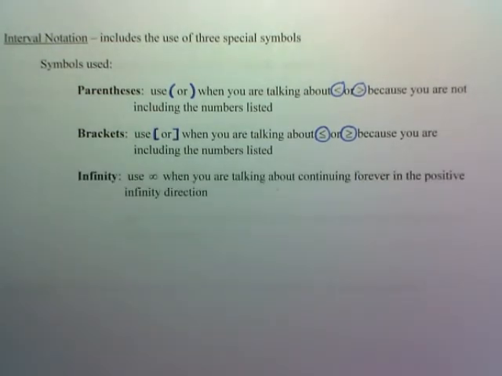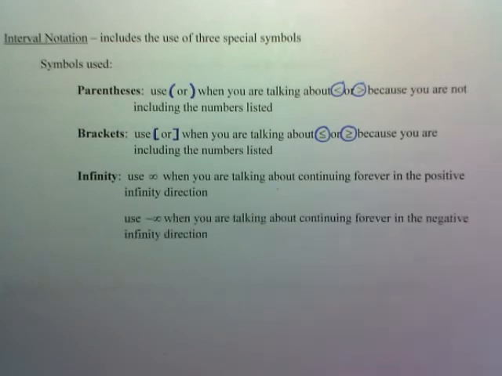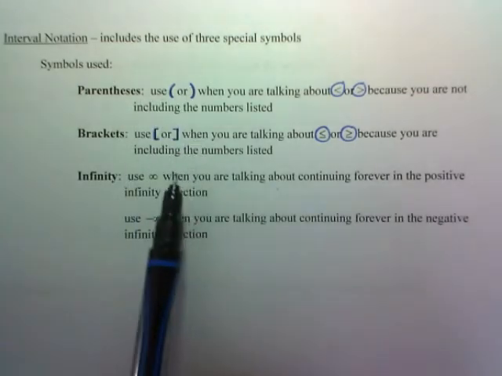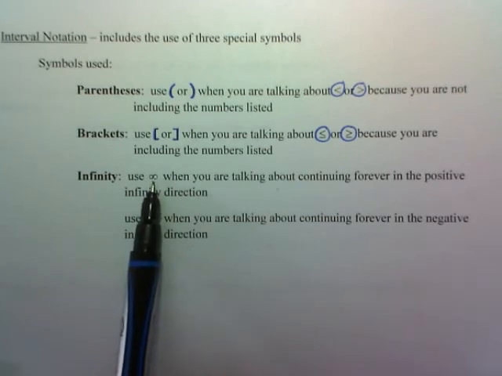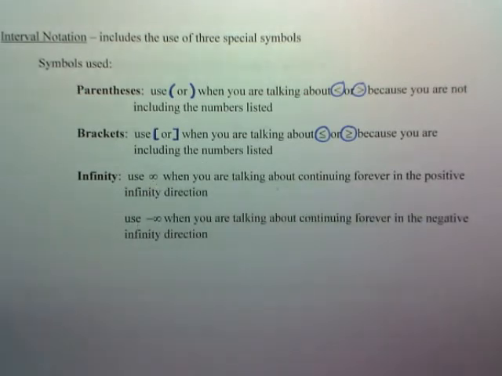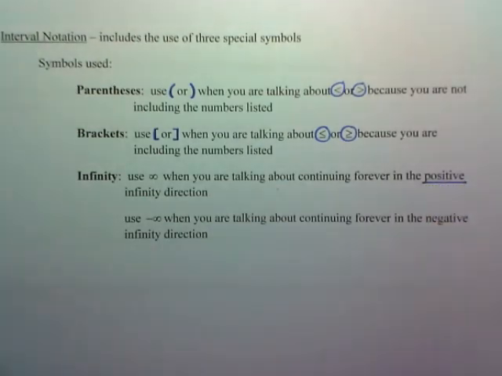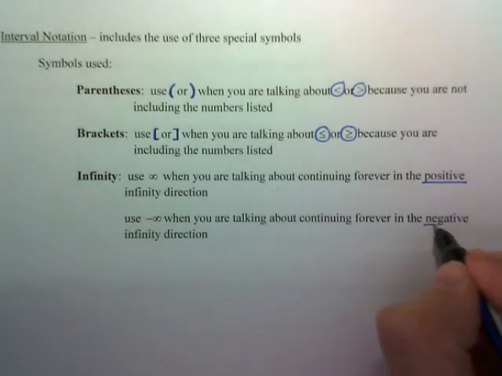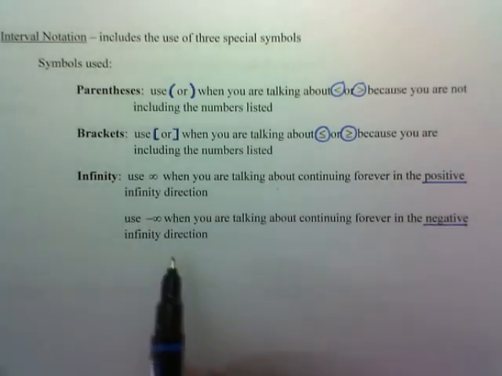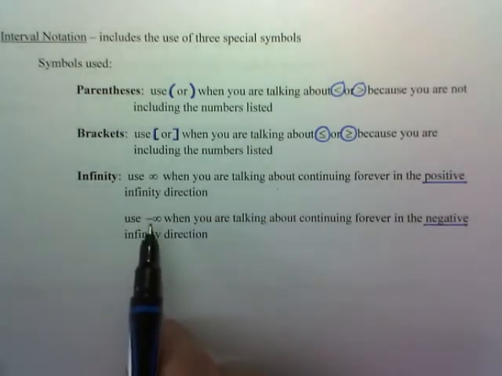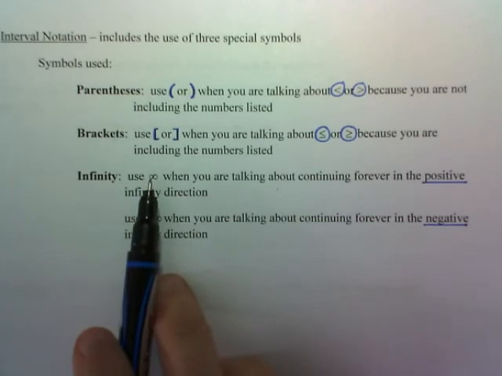And then the third type of symbols that you're going to use are the infinity symbols, which you've seen before. But just to refresh you, this symbol will be used if you're talking about continuing forever in the positive infinity direction. That means if you're going everywhere, all the way to the right, to positive infinity. And this symbol you're going to use if you're going to talk about going forever in the negative direction, so negative infinity. Now think about this. Can we include infinity?